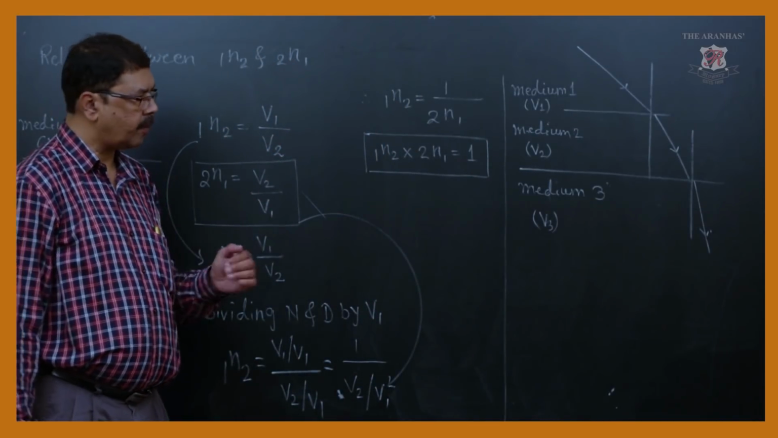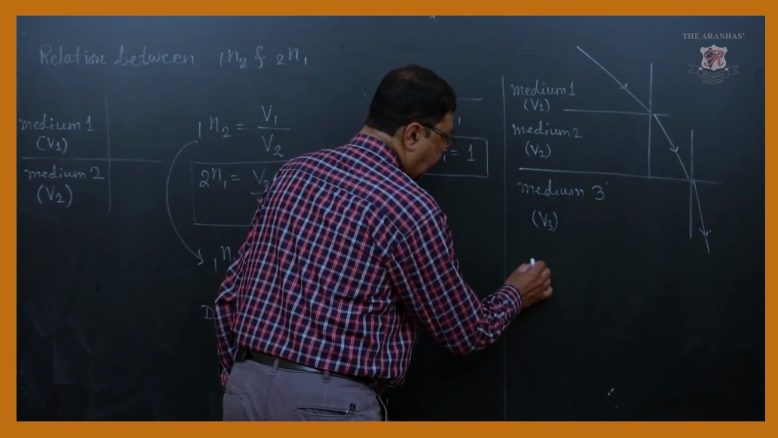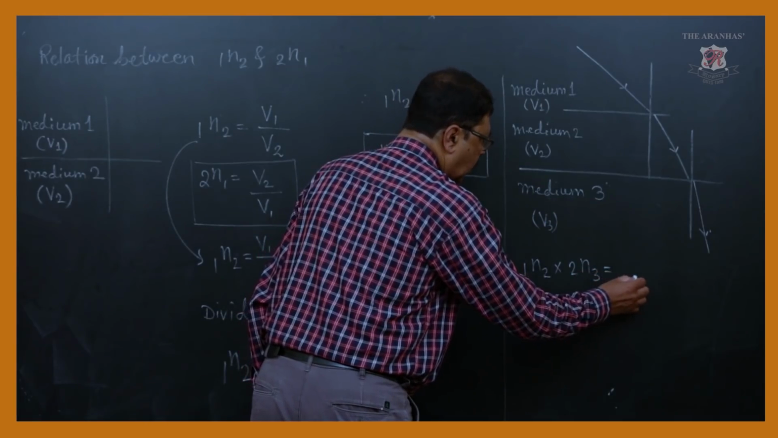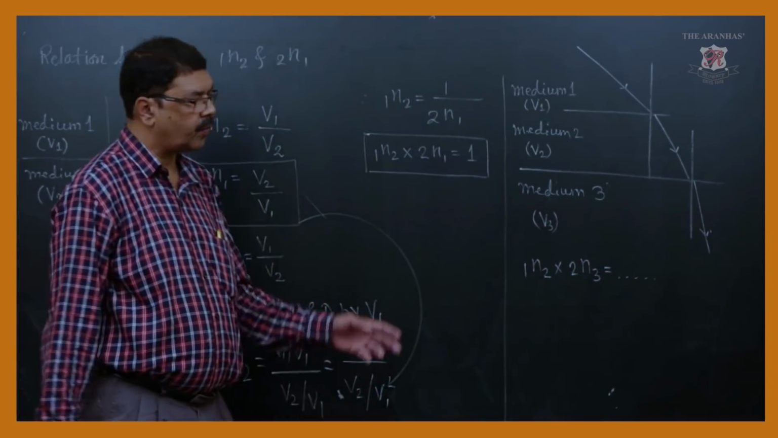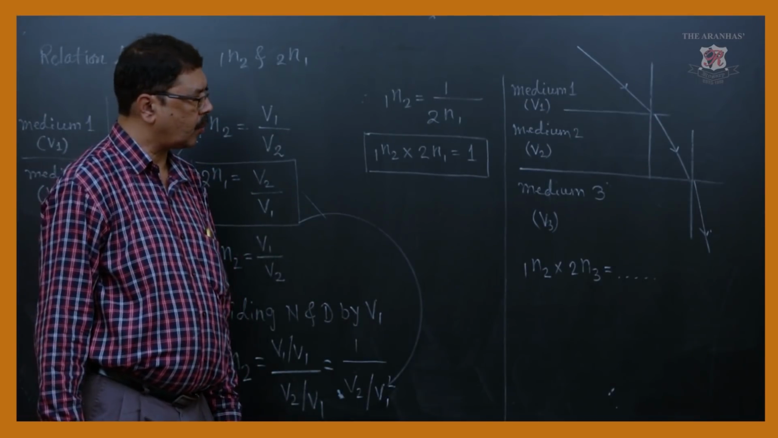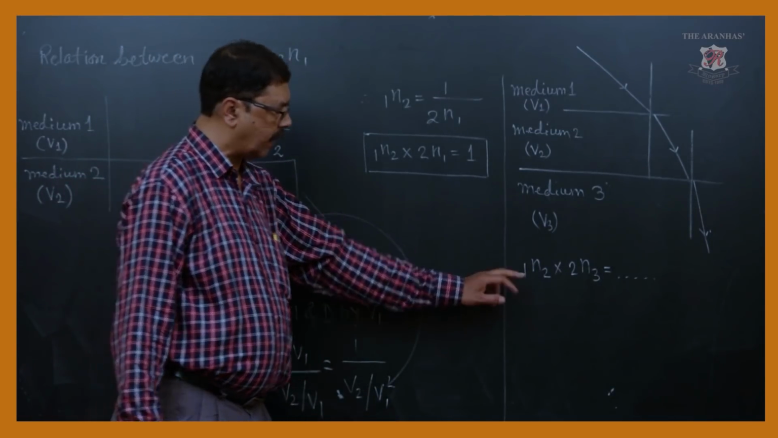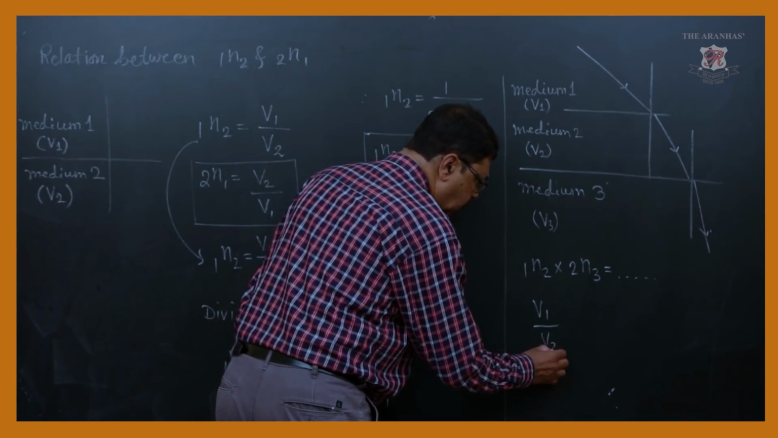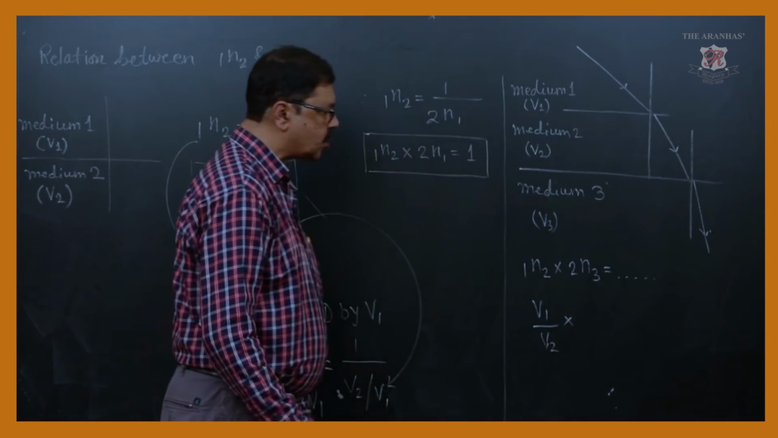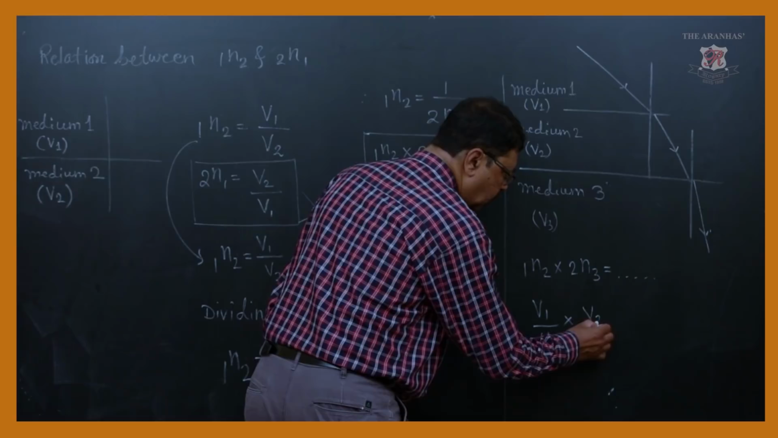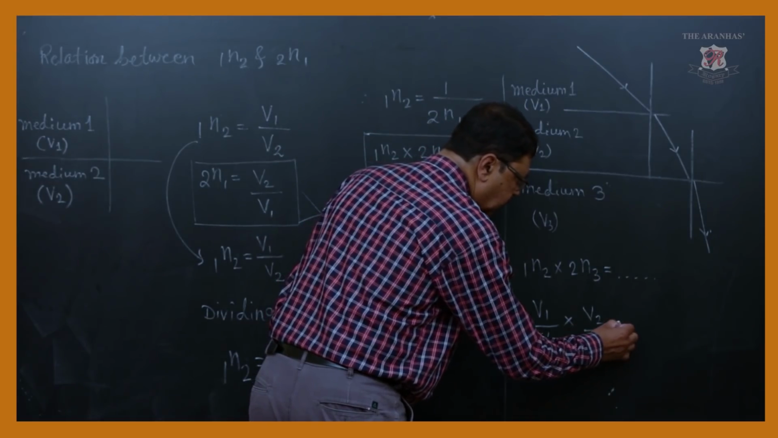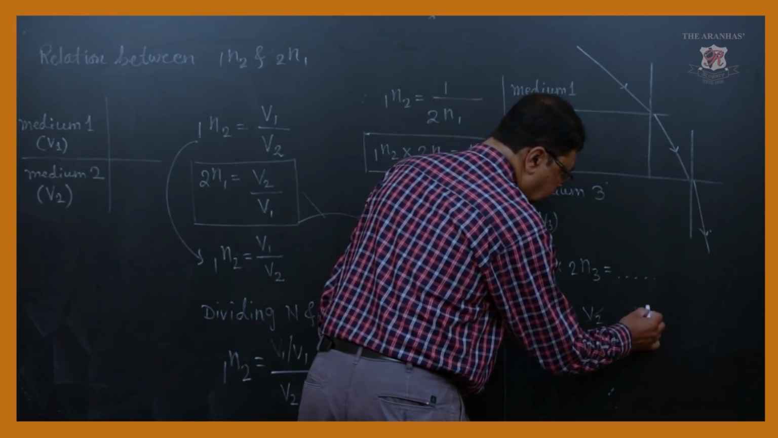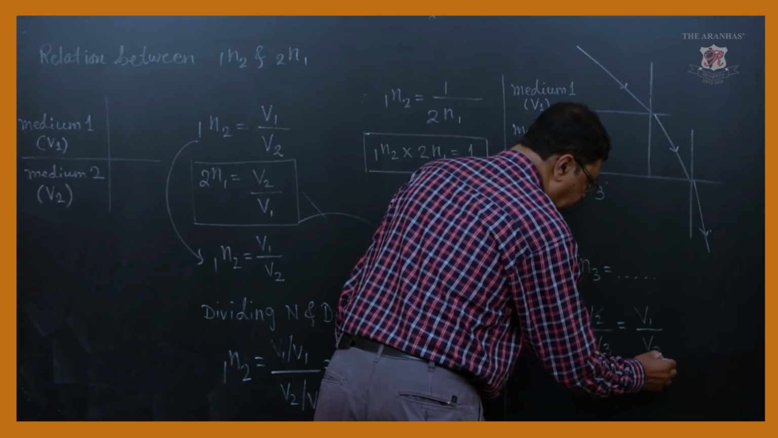What type of question can be framed? 1n2 into 2n3 equals ... They might ask you to fill in the blank here. So what you are going to do? Write the formula for 1n2. 1n2 is what? V1 upon V2. What is 2n3? It is V2 upon V3. That is equal to, what cancels out? V2 will get cancelled. So you will get V1 upon V3.